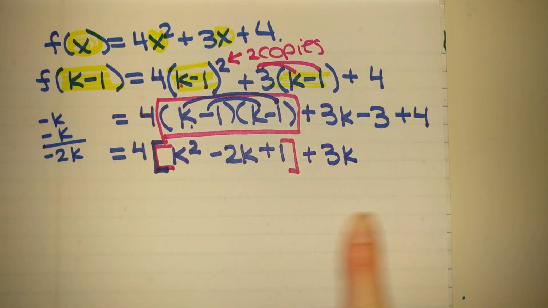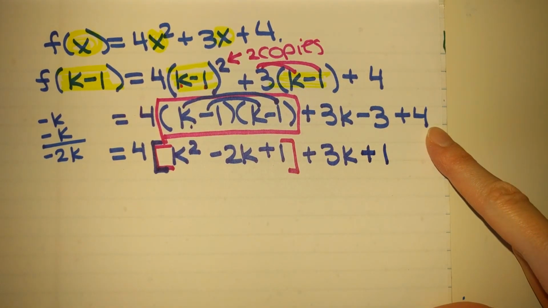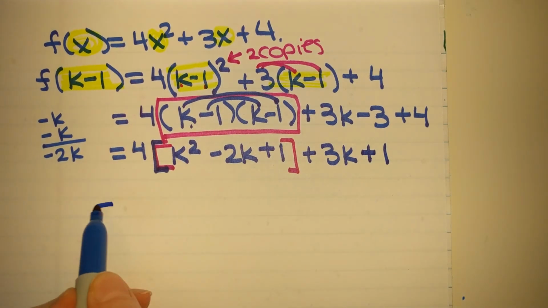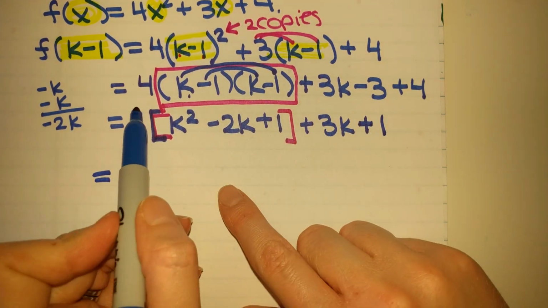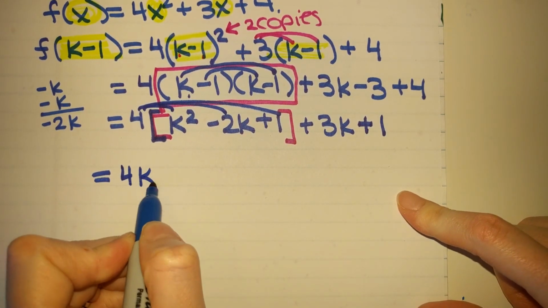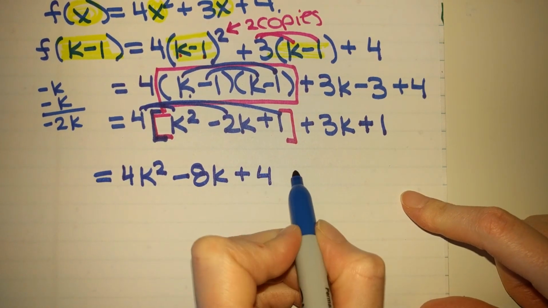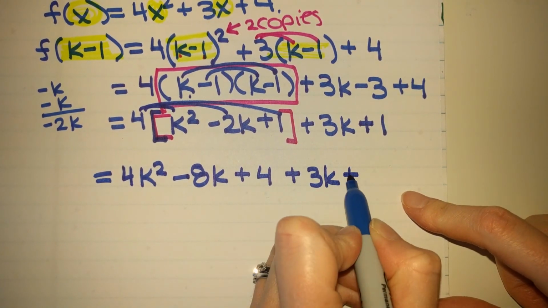And then as we work from left to right here, we see that the negative 3 plus 4 will combine to give us just a plus 1. So to keep removing these parentheses, we will distribute the 4 to all of that bracket. So we have 4k squared minus 8k plus 4 plus 3k plus 1.